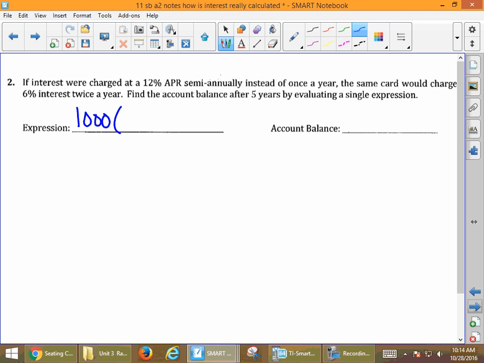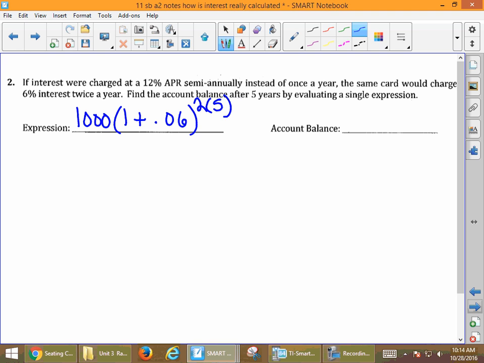And we're still going to get charged more, so this is a percent increase problem. But this one is going to be 1 plus 0.06. But it's going to happen twice a year. So this is going to be 2 times 5. So twice a year.